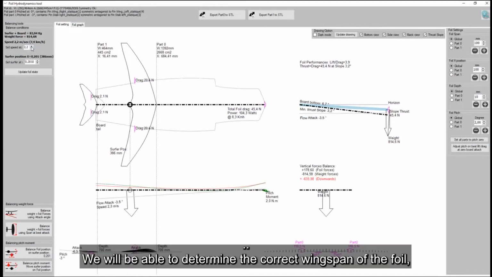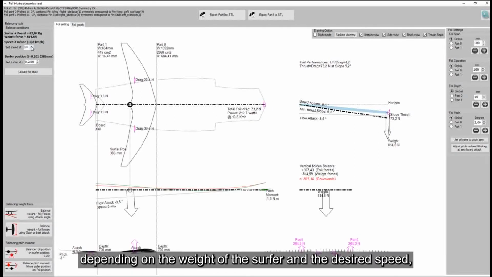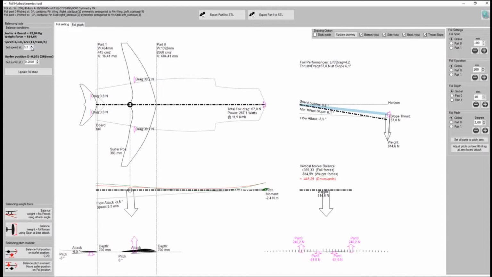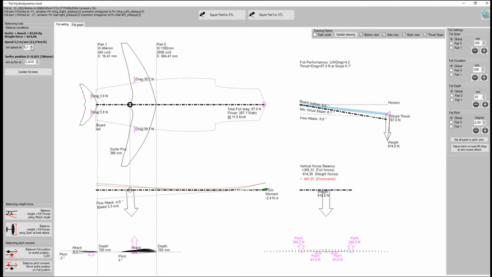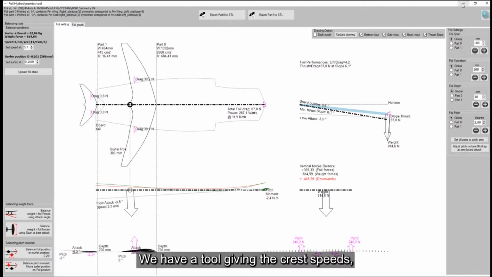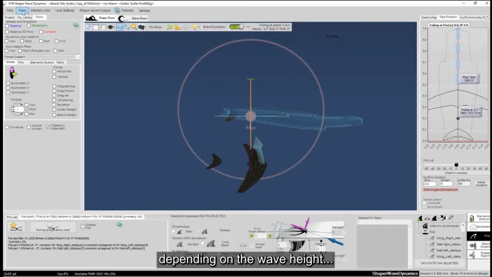We will be able to determine the correct wingspan of the foil, depending on the weight of the surfer and the desired speed. By knowing the wave speeds, we have a tool giving the crest speeds, depending on the wave height.